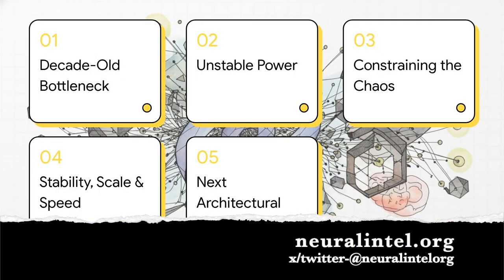So here's how we're going to tackle this. We'll start with a bottleneck that's been around for about a decade. Then we'll look at a really powerful but kind of wild solution called hyperconnections. After that, we'll get to the main event, mHC, and see how it manages to rein in all that chaos. We'll wrap up by looking at the results and what this could mean for the future. It's a pretty cool story about power, instability, and some slick math that brings it all together.